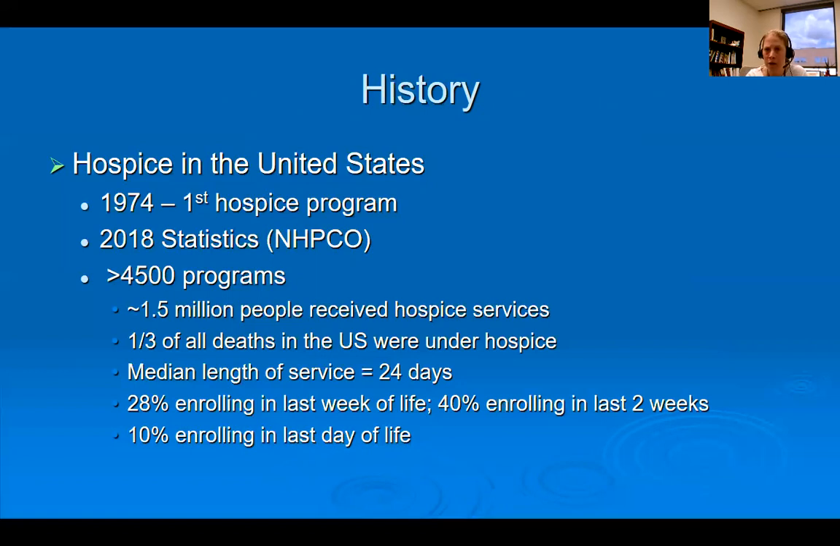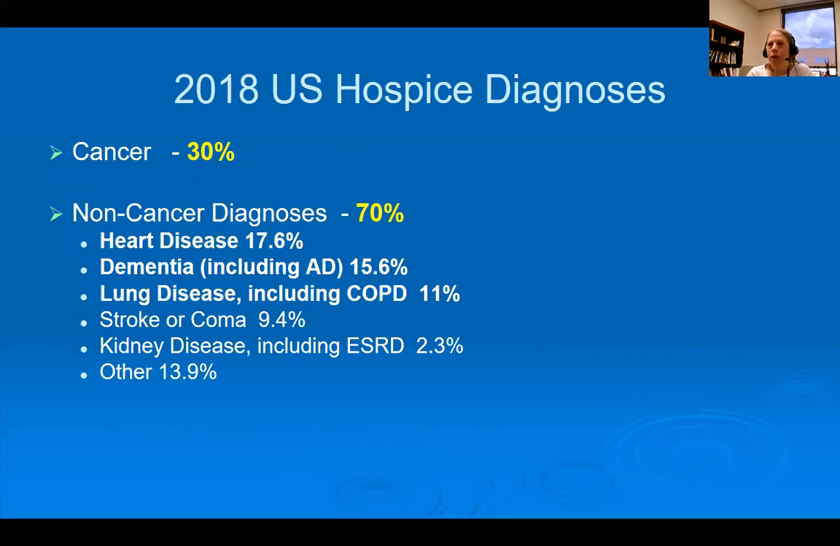I had some earlier data. I couldn't find the 2018 data for this, but earlier data shows that about 10% of patients enroll in the last day of life. So hospice is really a great service that patients are eligible for in the last 6 months of life. You can see that a general pattern is that patients enroll very, very late in the disease course. Some diagnoses: about 30% of patients enrolled in hospice have a cancer diagnosis, with 70% having a non-cancer diagnosis. The top three non-cancer diagnoses are heart disease, dementia, including Alzheimer's, and end-stage lung disease. I can tell you that 20 years ago, these were flip-flopped, where it was mostly cancer patients, and less common were non-cancer. So that pattern has changed.